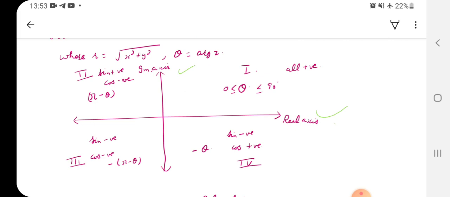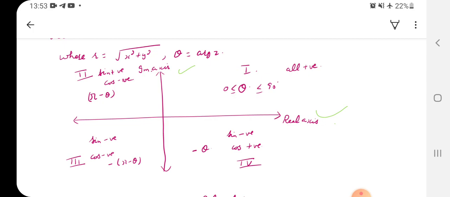In the third quadrant, sine is negative, cos is negative. So whenever you get sine negative and cos negative, you will see that it will be the third quadrant, and you have to take your theta as minus of pi minus theta, right? In the fourth quadrant, sine is negative, cos is positive. So when such a situation arises, you will take theta as minus theta, nothing else.